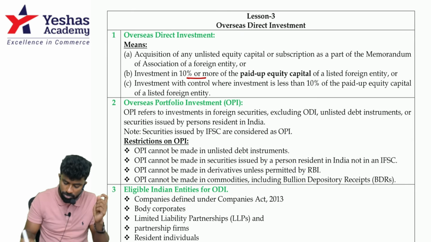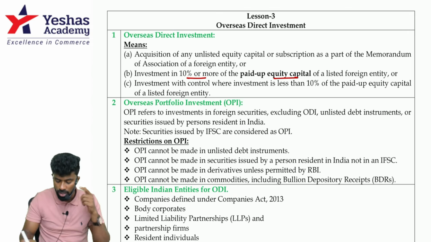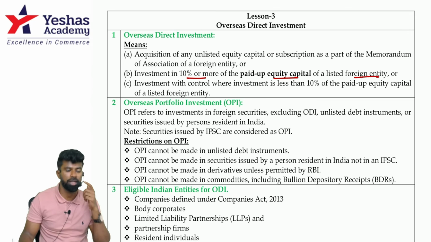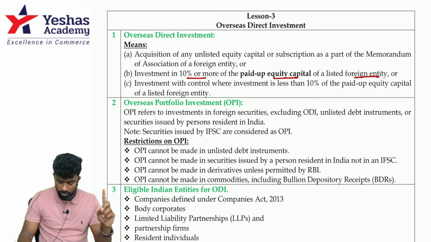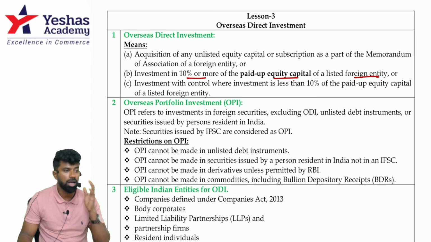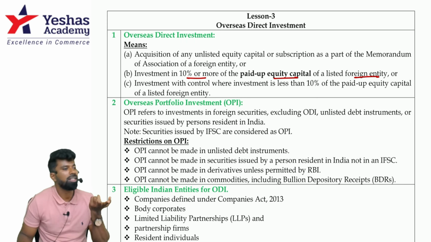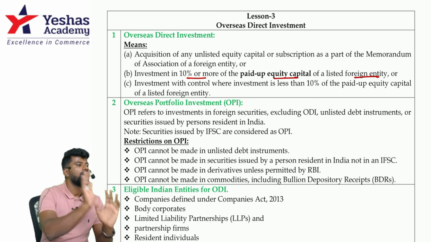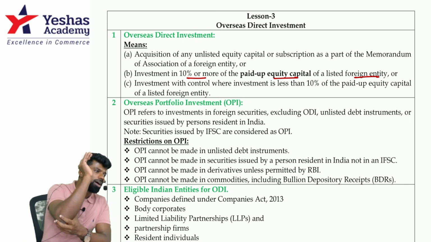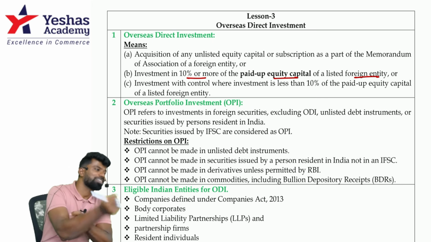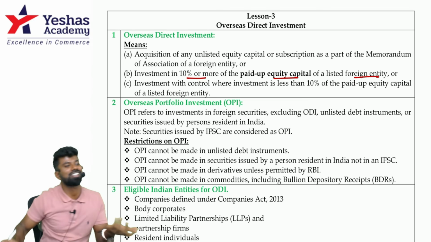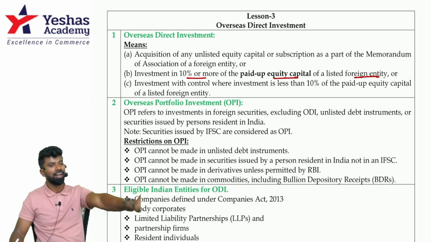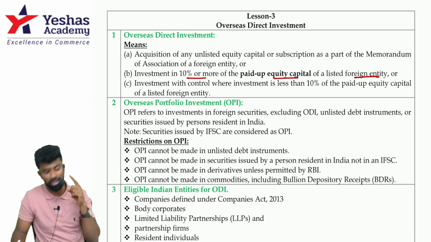Second one, investment in 10% or more of the paid up equity capital of a listed foreign entity. Is it called ODI only if it is 10% or more of a listed entity? For an unlisted entity, even if it is less than 10%, it is considered as FDI-style investment, that is ODI. For a listed entity, it must be 10% or more.